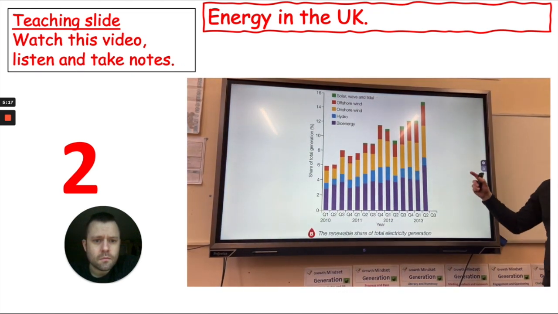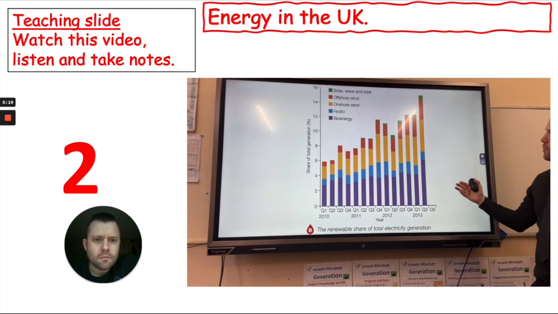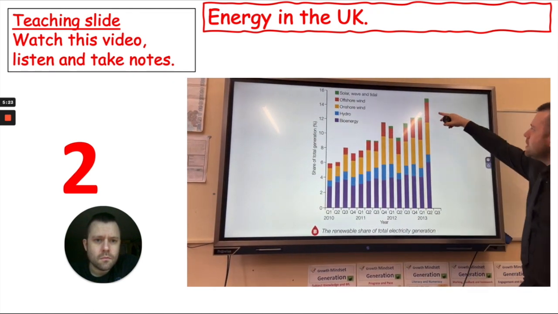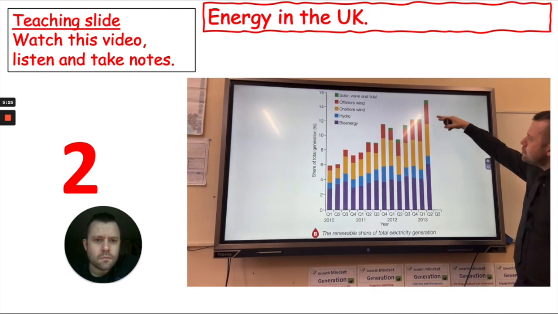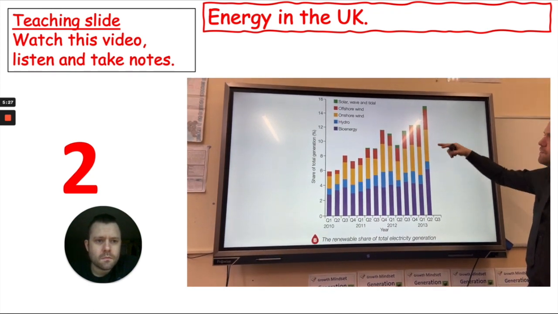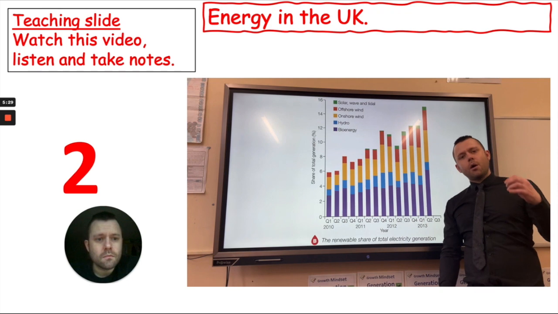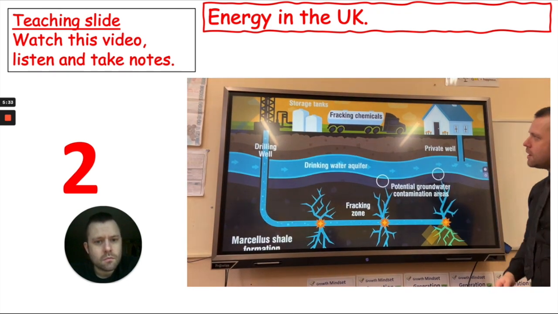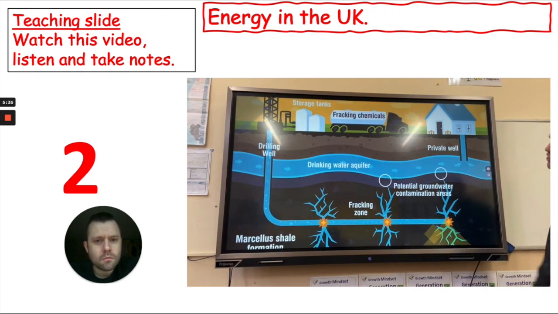This next chart shows us how much renewable energy we are using. If we look at offshore and onshore wind, we can see this is one of the biggest sources of renewable energy in the UK. And as the UK is the windiest nation in the whole of Europe, it makes sense that we pursue this method of energy production.